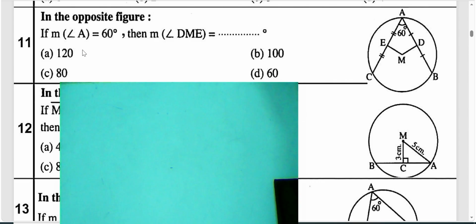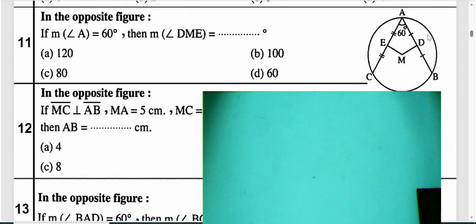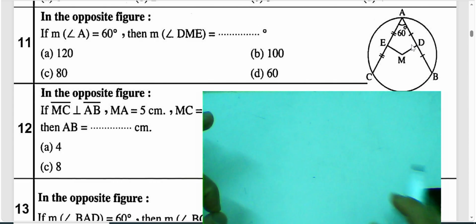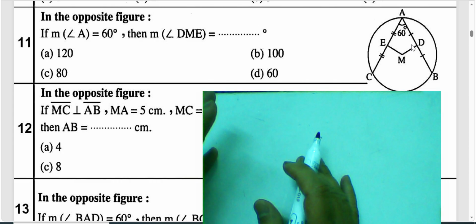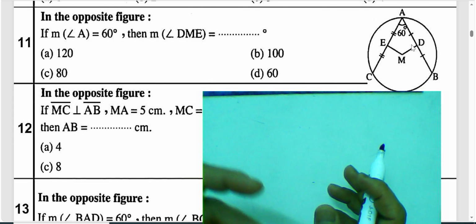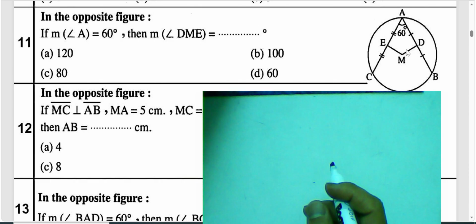Next question, we have a circle here, and M is the midpoint of AB and also the midpoint of AC. Then MD is perpendicular to AB and ME is perpendicular to AC. Then the measure of angle D is equivalent to the measure of angle E. They are 90 degrees. Then we have ADME as a cyclic quadrilateral. He asked about the measure of angle M.